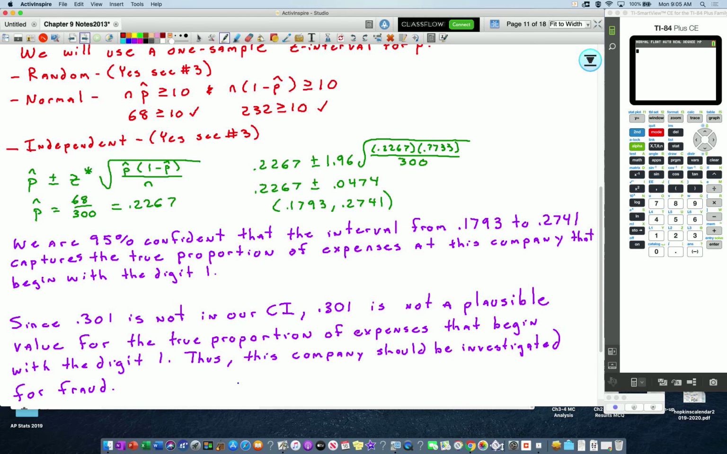All right, so calculate out that confidence interval. p-hat plus or minus z star times the square root of p-hat times 1 minus p-hat over n. So our p-hat is, again, 0.2267. We calculated that out from before. So z star, what in the world is going to be z star? Well, since we're doing a 95% confidence interval, our z star is going to be 1.960.